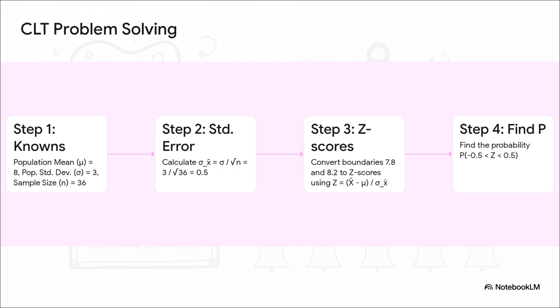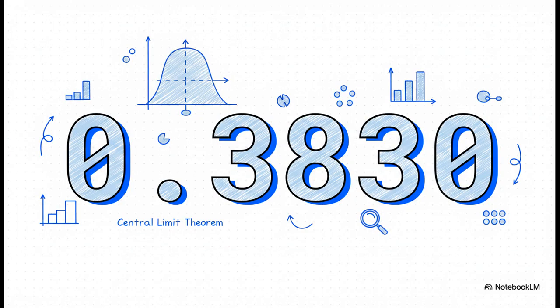First, we calculate the standard error, our new yardstick. It's sigma divided by the square root of n, so that's 3 divided by the square root of 36, which is 6, so our standard error is 0.5. Next, we have to translate our boundaries into the universal language of the normal curve, and we do that by calculating a z-score. The formula is just our value minus the center divided by our new yardstick. So for 7.8, we get 7.8 minus 8 divided by 0.5, which is negative 0.4. For 8.2, it's 8.2 minus 8 divided by 0.5, which is positive 0.4. Now that we have these z-scores, we're set up to find the probability. And using a standard z-table or a calculator to find the area between those z-scores, we get our answer, 0.3830.